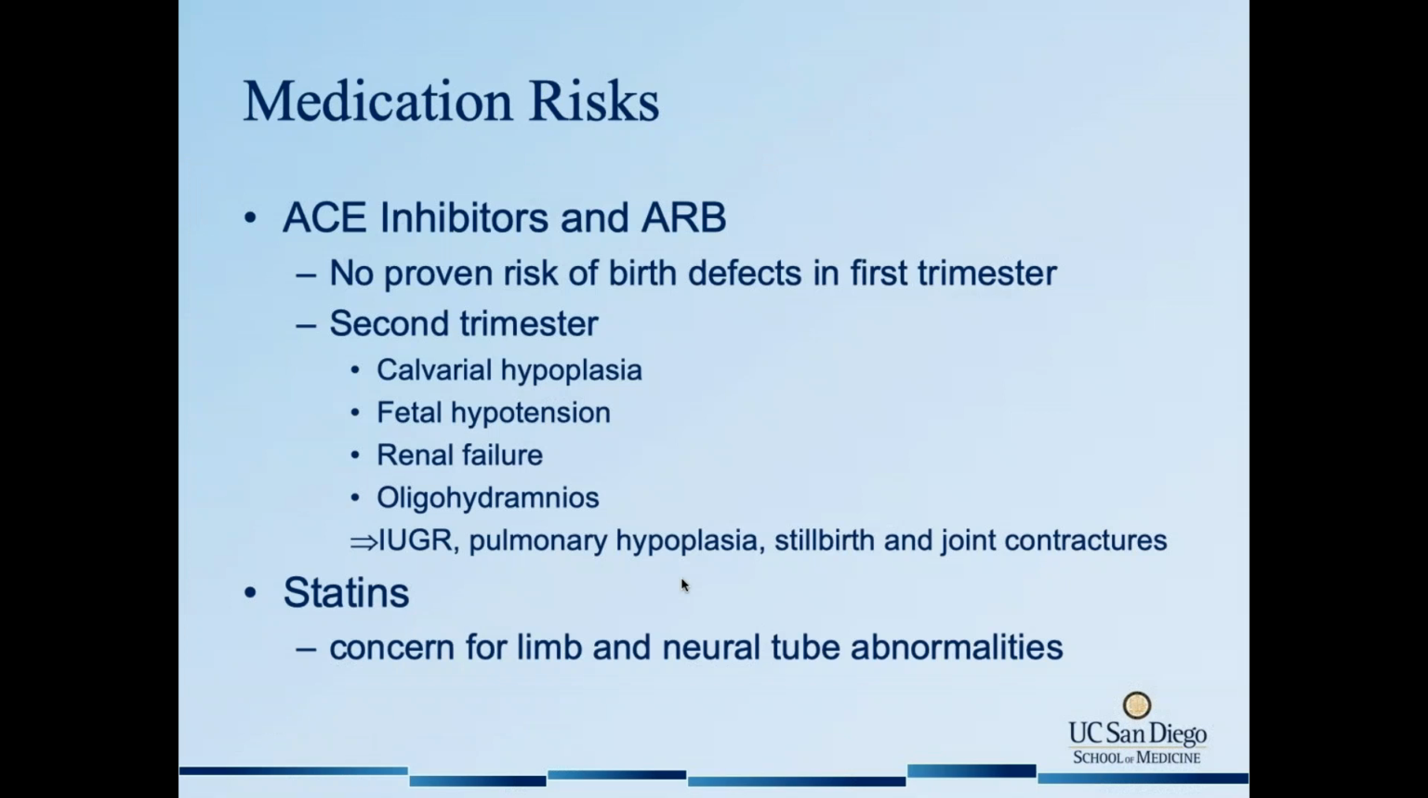Now, ACE inhibitors and ARBs are contraindicated in pregnancy. There's no proven risk of birth defects in the first trimester. However, with exposure in the second trimester, there has been calvarial hypoplasia, fetal hypotension, renal failure, and oligohydramnios described, which can all lead to IUGR or growth restriction, pulmonary hypoplasia, stillbirth, and joint contractures. So if you see a patient in the first trimester who is taking an ACE inhibitor or ARB, I would just recommend they stop it. However, if they've been exposed to it in the second trimester, I would recommend a level 2 ultrasound to look for any of these abnormalities.